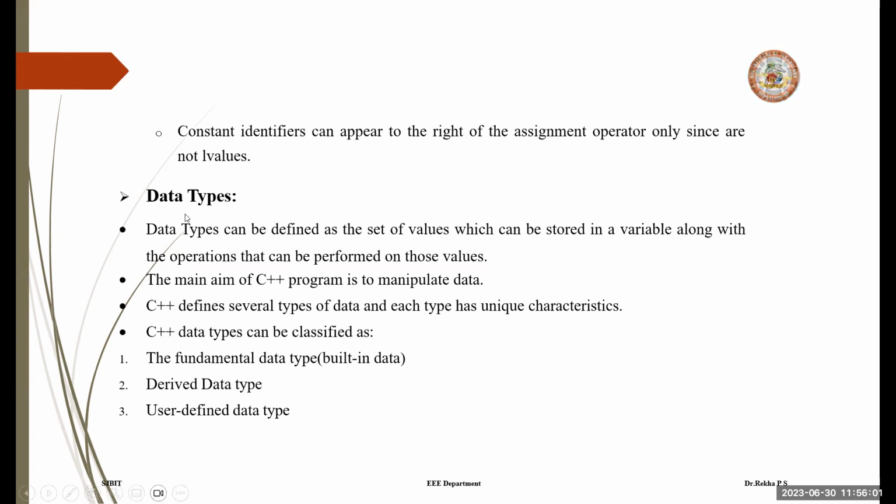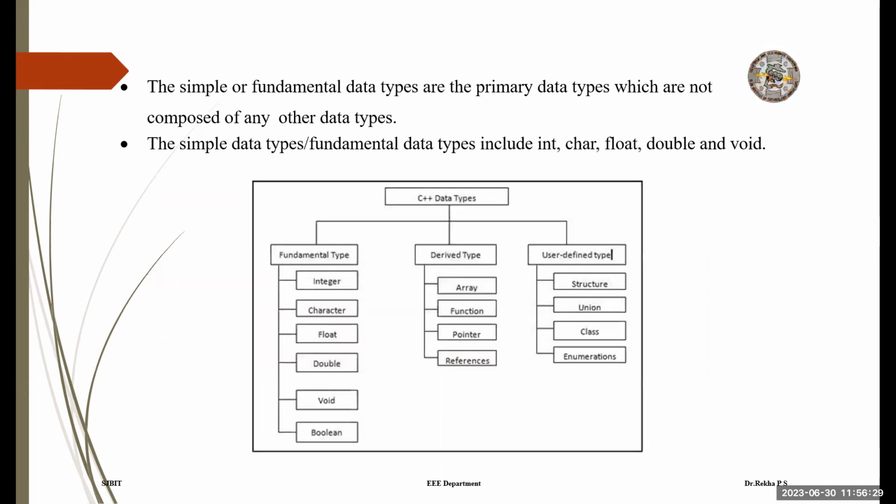Next, coming to data types. So data types can be defined as a set of values which can be stored in a variable along with the operations that can be performed on those values. The main aim of C++ program is to manipulate data. C++ defines several types of data and each type has unique characteristics. So C++ data types can be classified as fundamental data type, derived data type, user-defined data type.